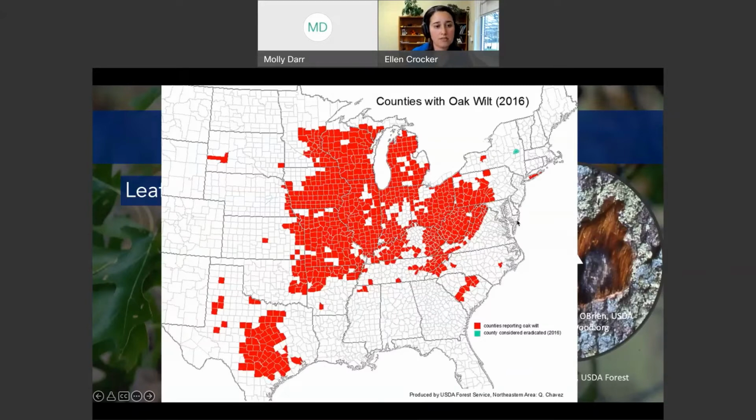And really for all of us, when we're talking about hardwoods, whether it's in your landscape or in the woods, oaks are very important species. So anything that's impacting an oak, I'm going to be aware of and concerned about.